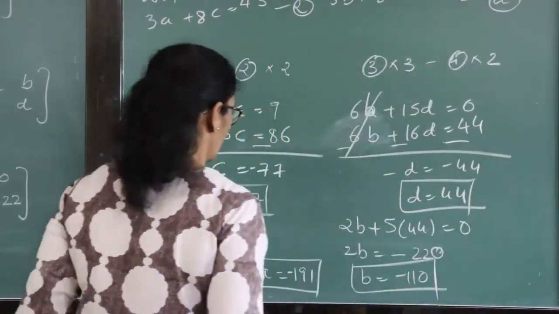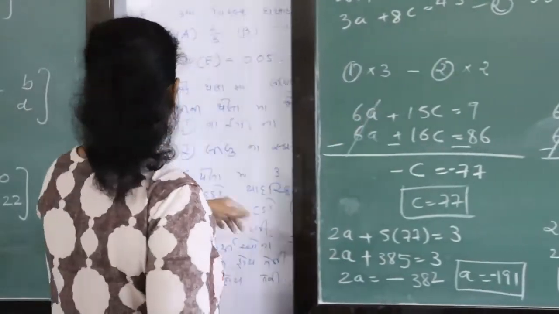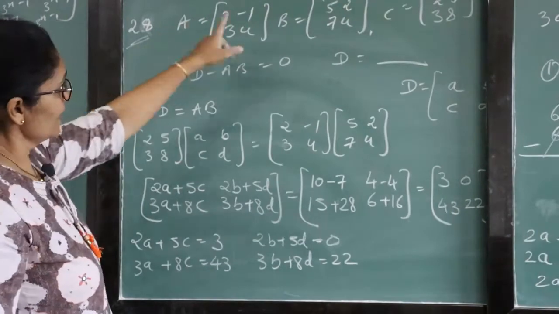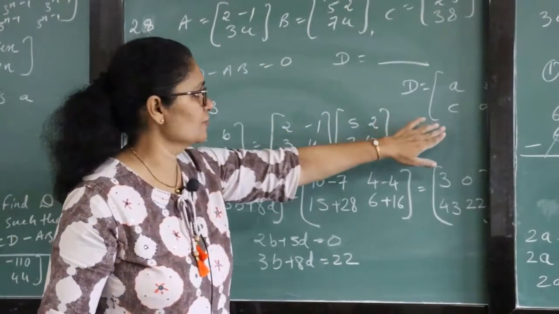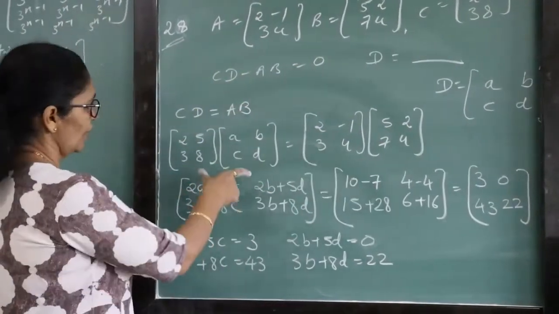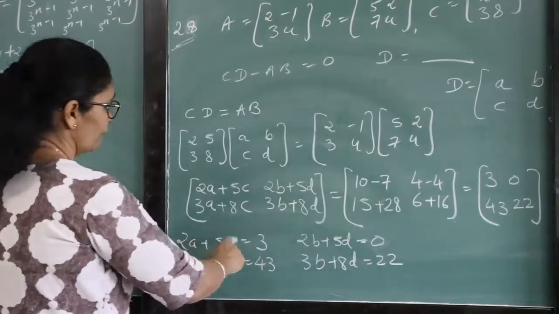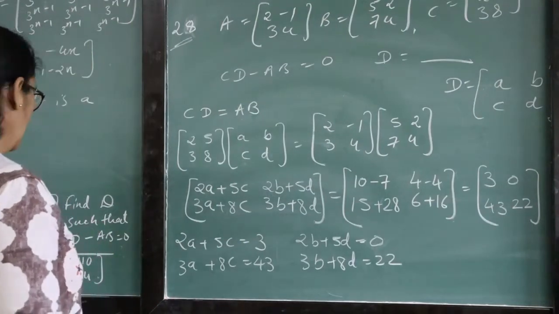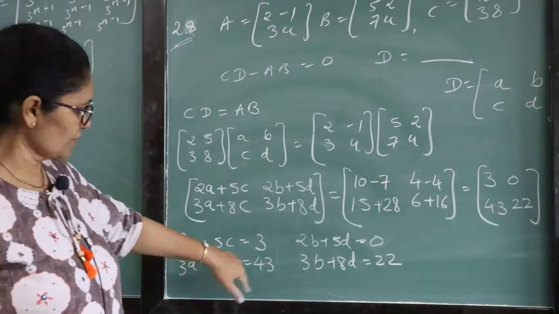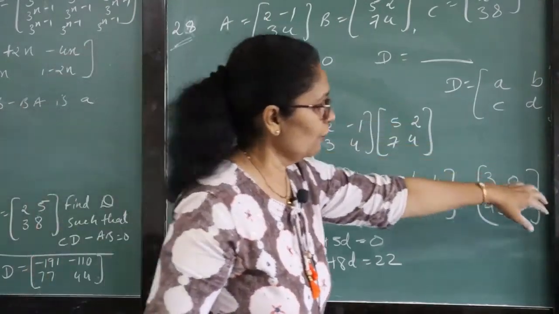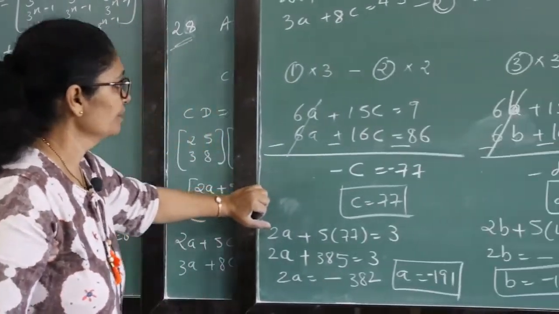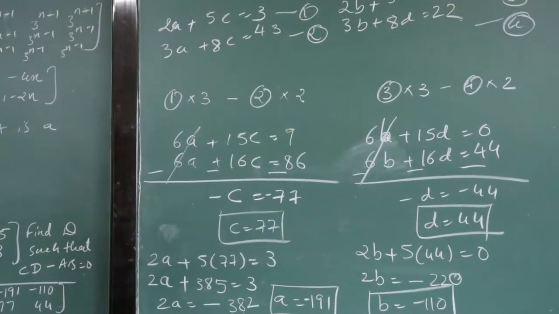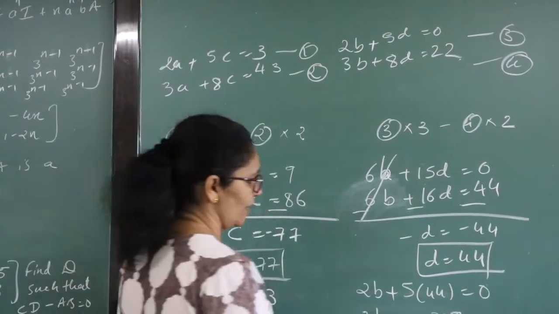This way you get all four values. Let's revise this once. Our question is A, B, C, three matrices given, D we have assumed a, b, c, d. Now we have multiplied both sides, we have made four equations and we have solved two equations together. First we solved these two equations, first and second, and then third and fourth. So when you solve these by the method of elimination, we get all four values a, b, c, d, and these values you can write in matrix form.